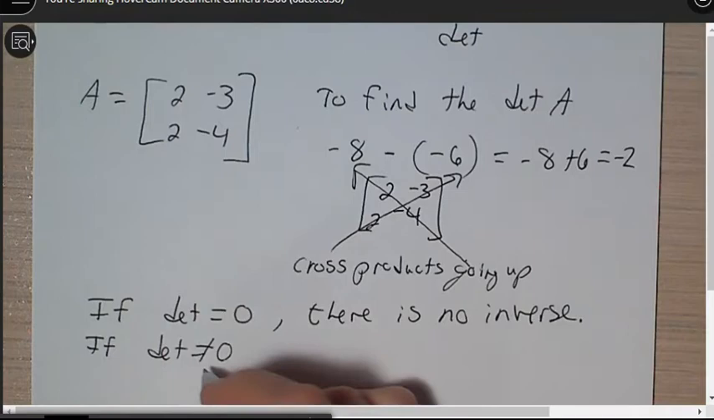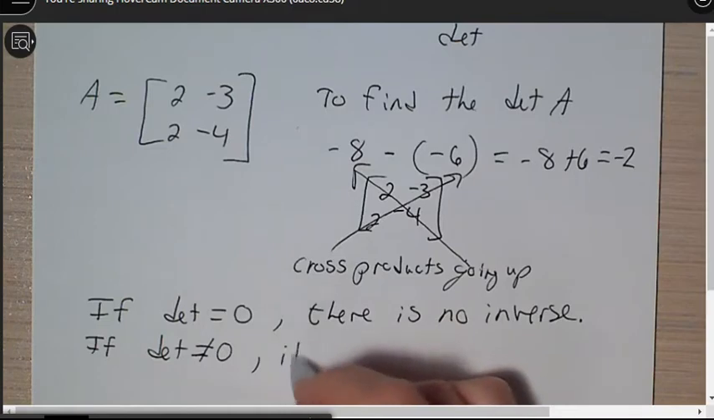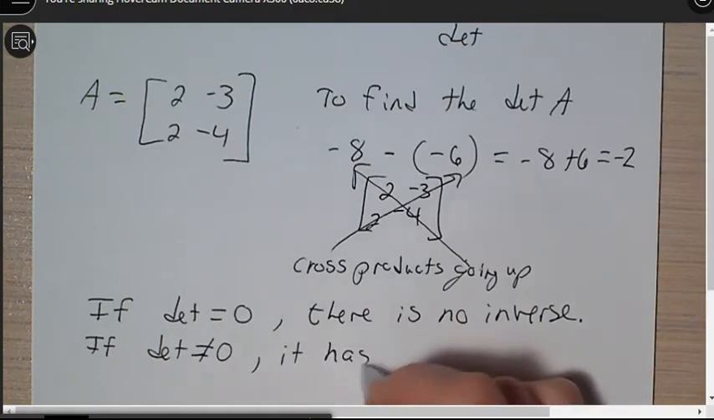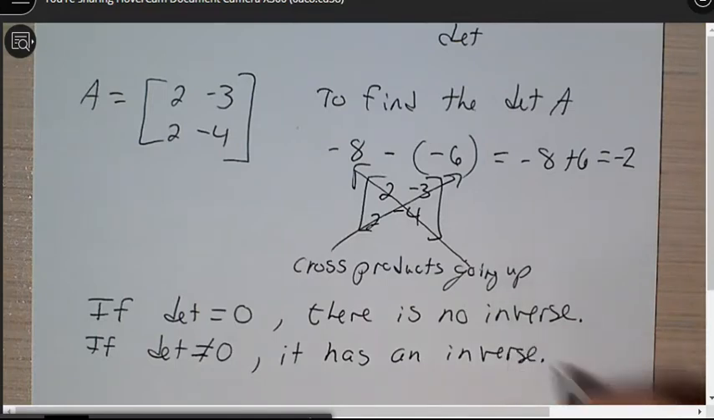So you can be the optimist or you can be the pessimist here, because they basically say the same thing. So if determinant does not equal 0, then we'll say it has an inverse. So if determinant equals 0, there is no inverse. If determinant does not equal 0, then it has an inverse, then you can go back and find it.